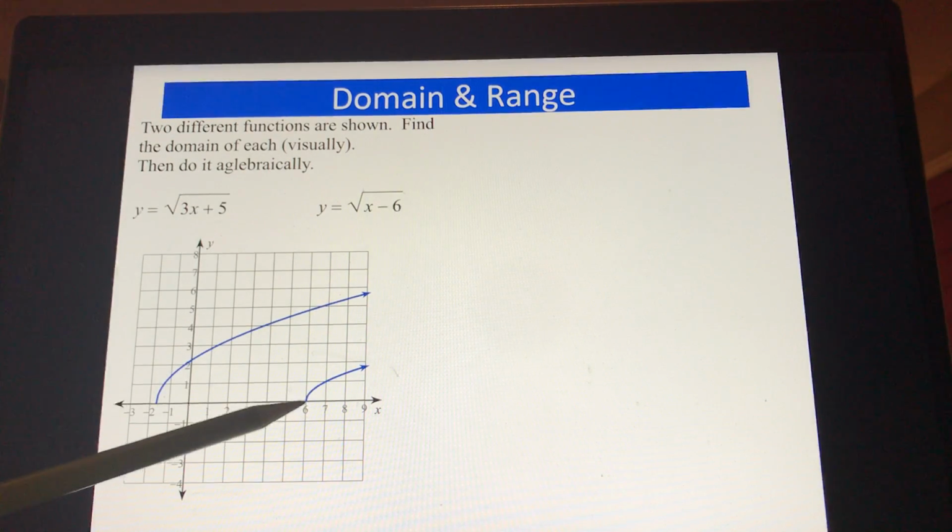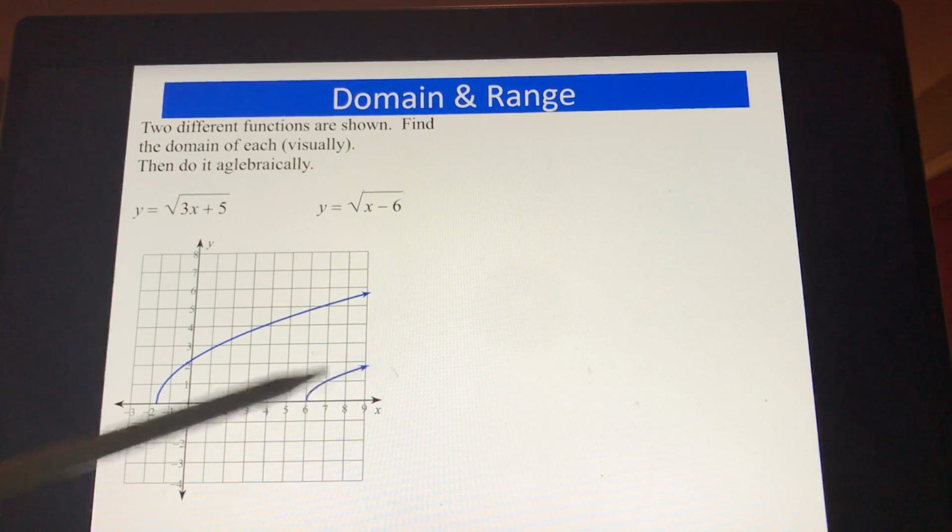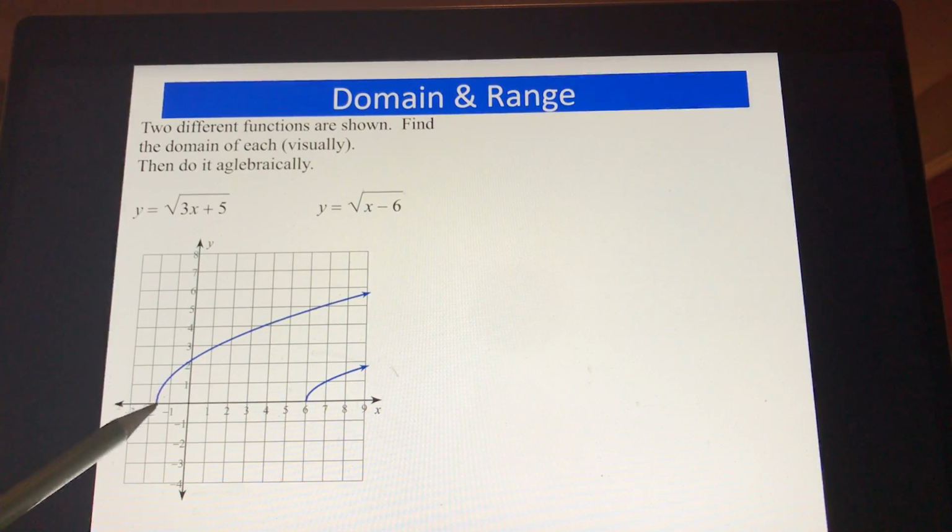This one you can see precisely. The domain is x values greater than or equal to 6. So this is pretty straightforward. It's all those x values to the right of 6, including 6. This is much harder to see.